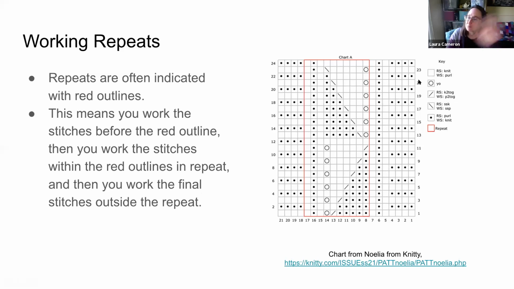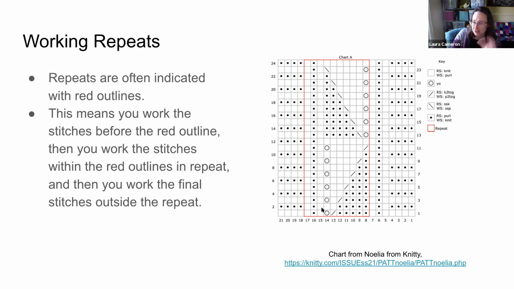Forget what's on here and just look at the key for a moment. Sometimes symbols will have one meaning on the right side and one meaning on the wrong side, meaning you're going to work them one way on the right side and separately on the wrong side. So for instance, on row 1, these white boxes would be worked as knit stitches. In row 2, when you're working back and you want the white boxes to appear as knit stitches, you actually would purl them, because remember, the chart is depicting what you're going to see on the right side of your fabric as opposed to the wrong side.